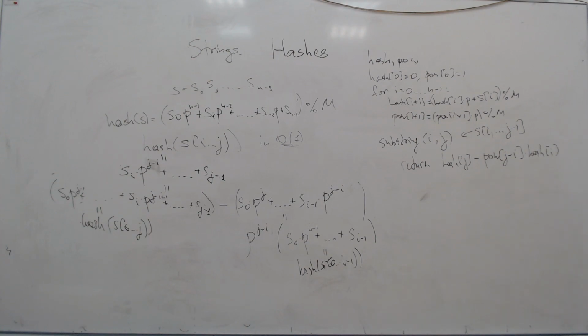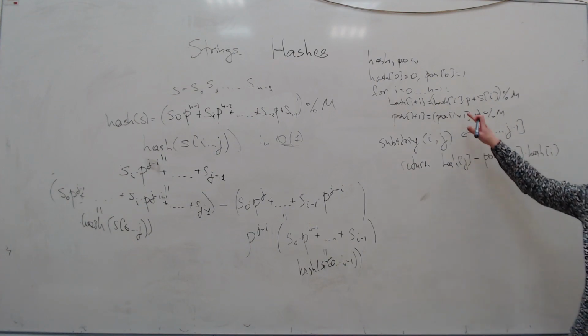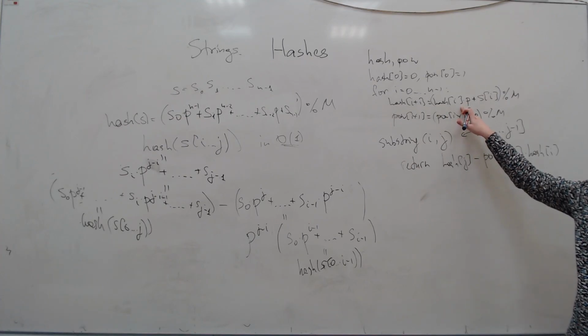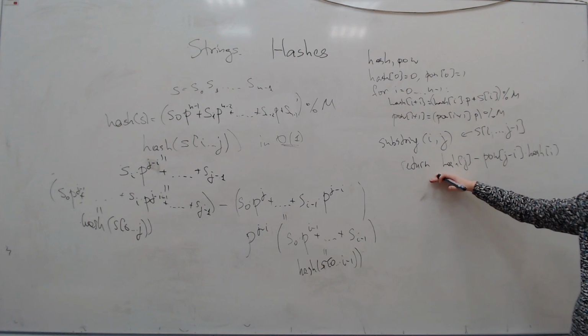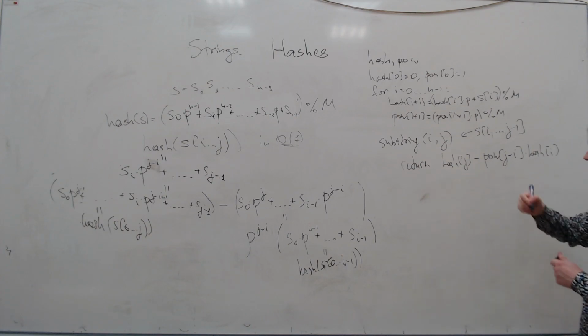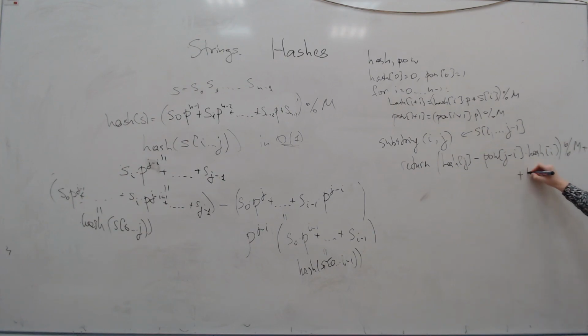Okay. So when we add a new string, we pre-calculate the hashes for the prefixes, so that we can answer the substring hash in constant time. Oh, sorry, of course you should take this modulo m. Thank you very much, I forgot about that. Also, you should add m one more time and take modulo m again.